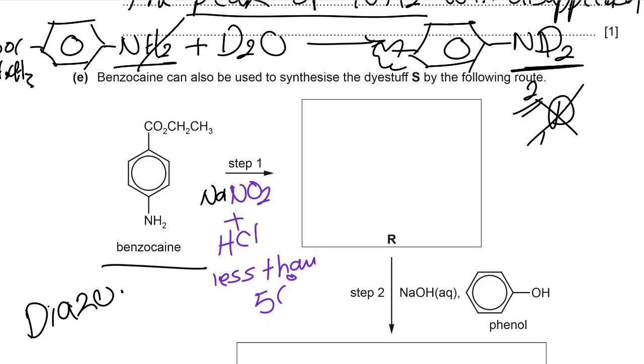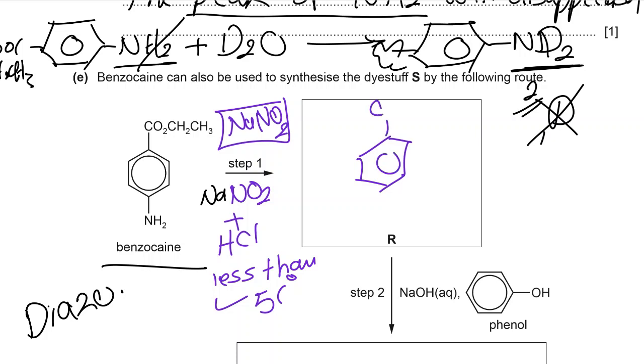Sometimes 10 Celsius is okay. Or you can use another one, NaNO2. Okay, with this temperature, at once you will form this compound, CO2CH2CH3. Here the NH2 will be converted into diazo.